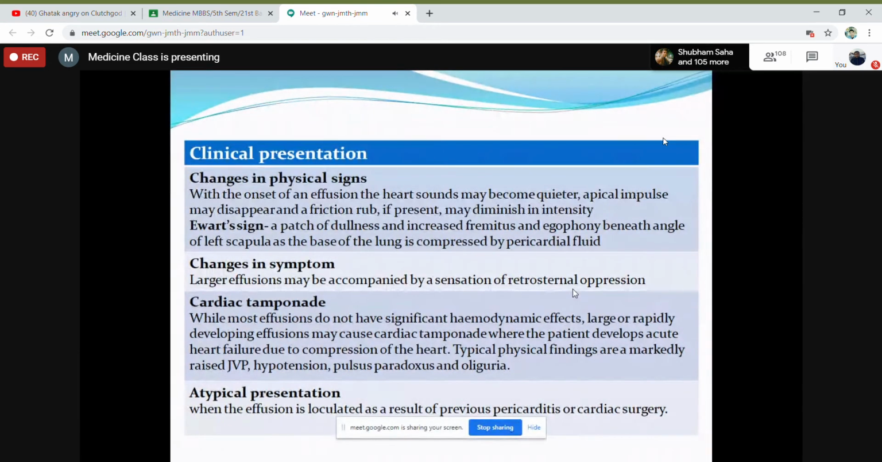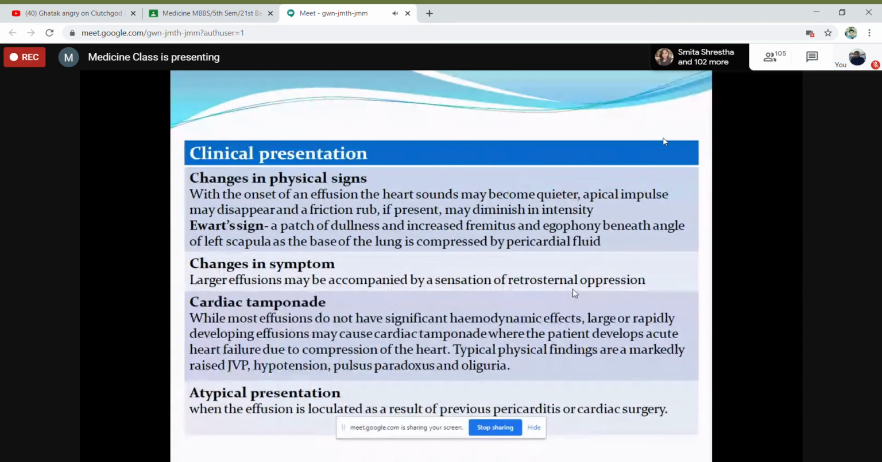Okay, so with the onset of effusion, the heart sounds may become quieter. Apical impulse may disappear, and a friction rub, if present, may diminish in intensity. It is because of collection of fluid in the pericardial sac. Okay, and we can also get this Ewart sign.